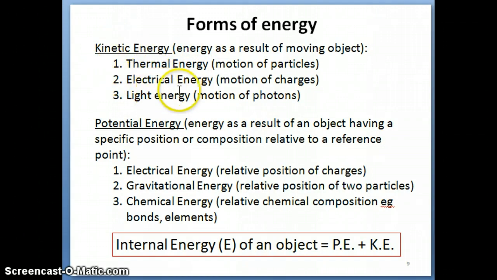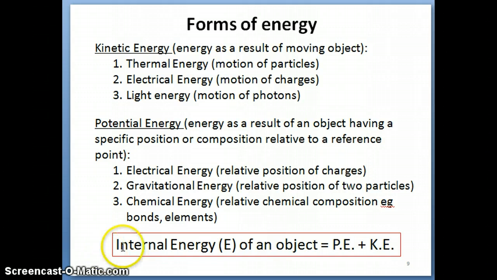Electrical energy would be another example of kinetic energy, because electrical energy is produced when you have charges, electrons, moving, and so that's another form of kinetic energy. Light energy is another form of kinetic energy because it's produced as a result of the motion of light particles, which we call photons, and that's what we're going to talk about in the next topic. Not this chapter, but the next chapter.